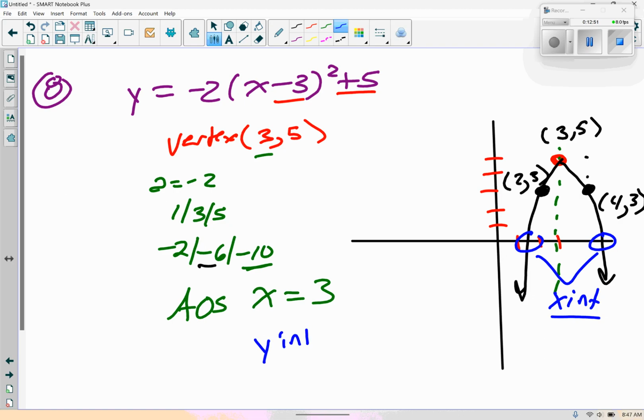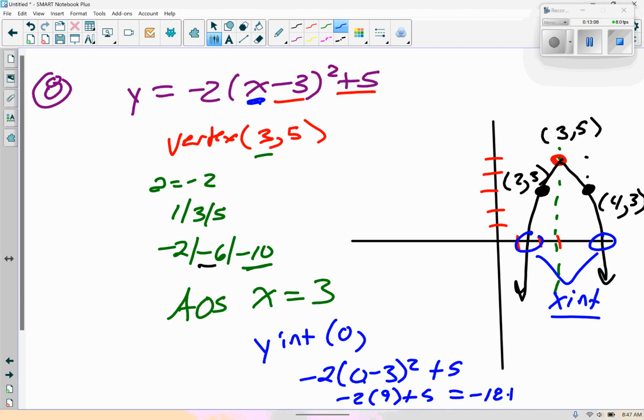To get the y-intercept, I'm going to plug 0 in here. So I'm going to get -2 times (0 minus 3) squared plus 5. So -2 times -3 squared is 9. So that's -18 plus 5. So that's -13.